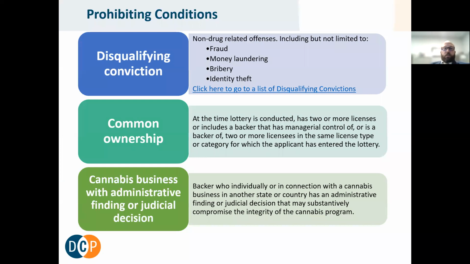So for the provisional license, there are prohibiting conditions that would prevent an applicant from moving to the provisional license. If you have a disqualifying conviction, those convictions are listed on the cannabis website. So we really encourage all applicants to review those before they apply to ensure that they don't have any of those convictions. Common ownership: there are restrictions in the Public Act that prevent two or more licenses for a single backer that has managerial control in a similar license category. Generally, it's retail and manufacturing or growing.